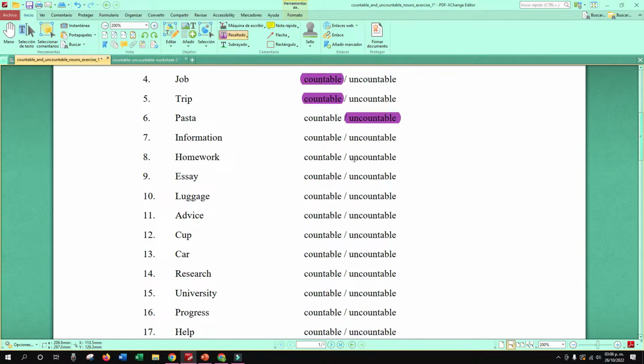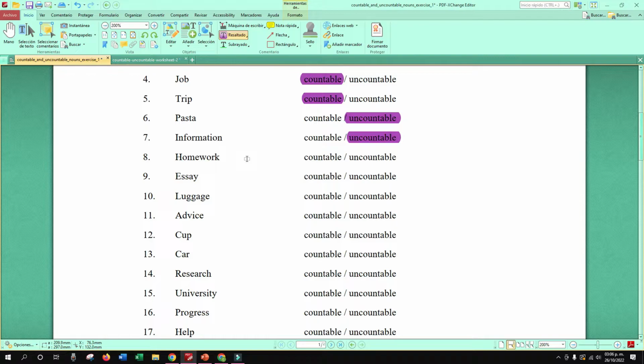Information. Countable or uncountable? Information. Uncountable. Yes, uncountable, right? It is an abstract thing, right? It's like information, uncountable. Very good.